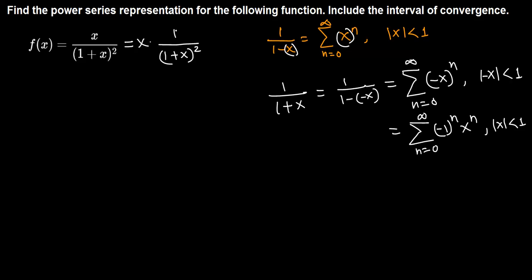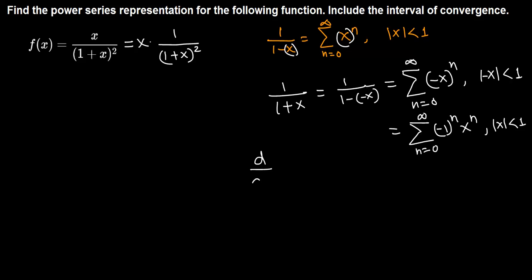But the question here is 1 over (1 plus x) squared. So how can we convert 1 over 1 plus x to 1 over (1 plus x) squared? We can multiply this by itself, but multiplying two power series is very difficult. Okay, let's not go for that. Let's find the derivative of 1 over 1 plus x. Okay, what are we going to get here?